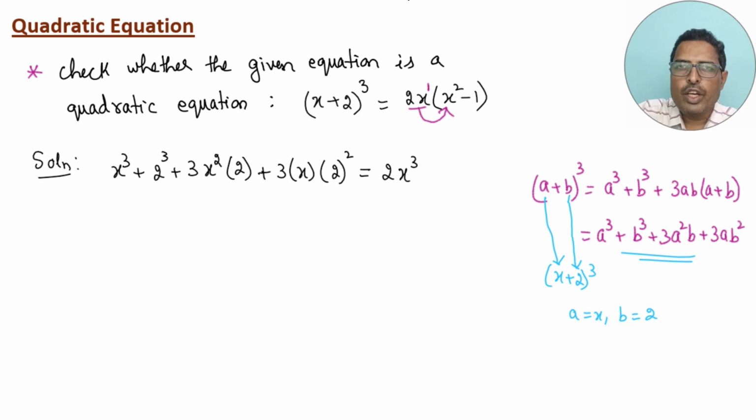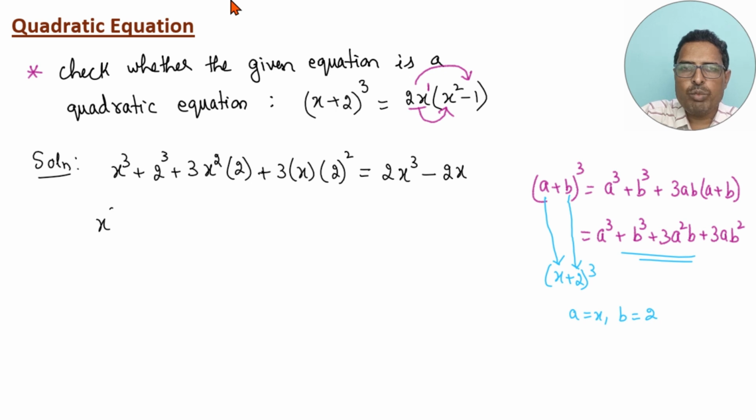Then you multiply this 2x with minus 1. So here this is plus 2x into minus 1. Plus into minus will be minus. 2x into 1 will be 2x. Getting it? Now let us further simplify this one.